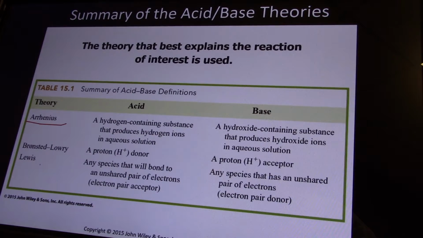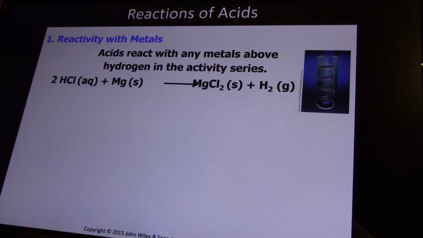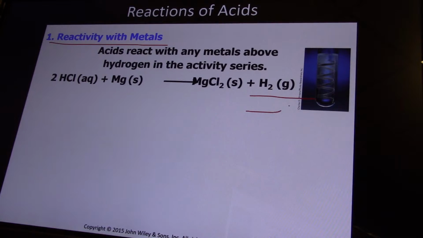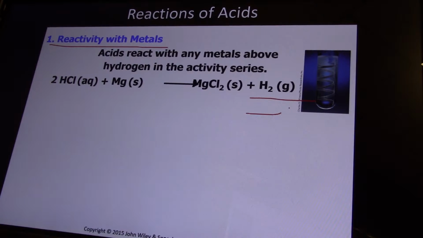So here we have Arrhenius' theory, Bronsted-Lowry's theory, and the Lewis acid-base theory. Reactions of acids: they react with metals to form hydrogen gas, if and only if that metal is more active than hydrogen. We remember the activity series. Copper, silver, gold, and mercury were all less active than hydrogen and will not react in a simple acid like hydrochloric acid. But if the metal does react, it will dissolve and displace hydrogen and kick out hydrogen.